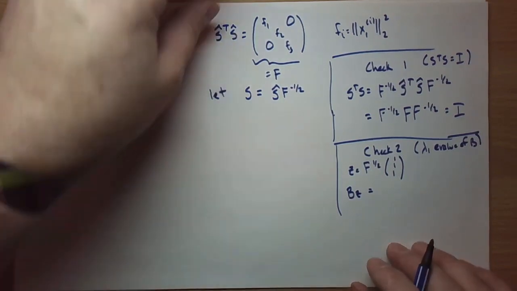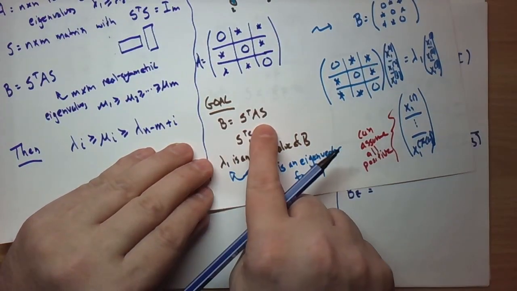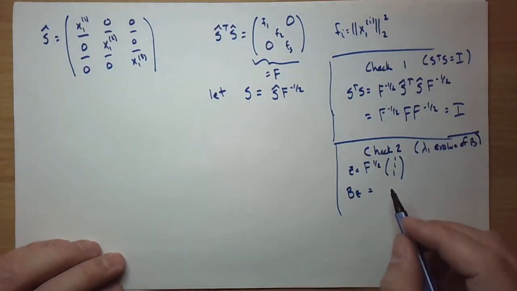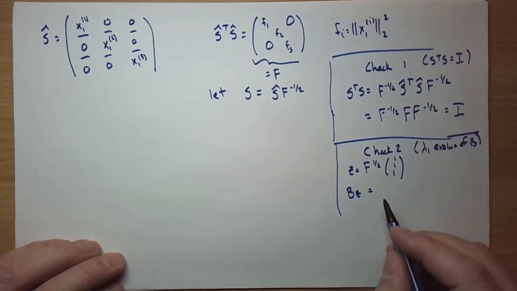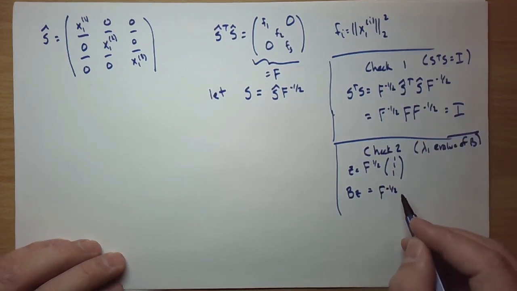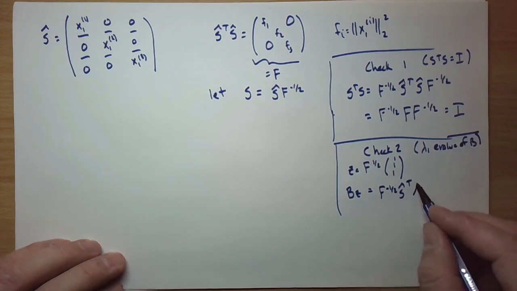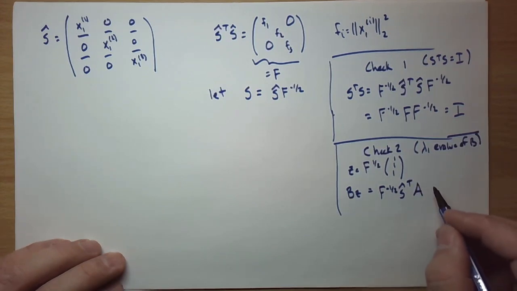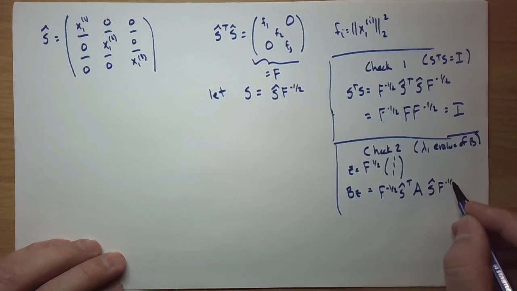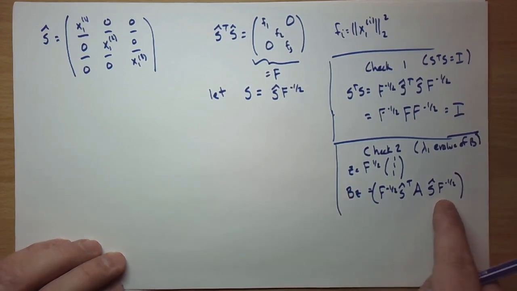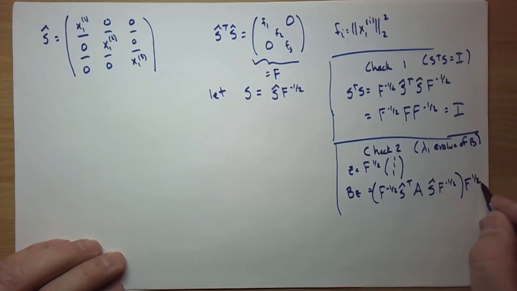All right, so we remember what B is, S transpose A S. Okay, so we have our S transpose. Actually, we can just copy it from up here. That's F to the minus a half S hat transpose. Then we have our A, and then we have our S hat F to the minus a half. And so there's our B matrix, and times F to the 1/2 all ones.